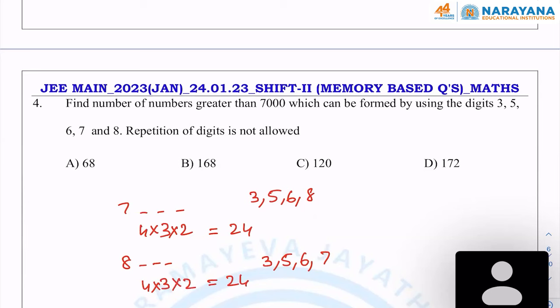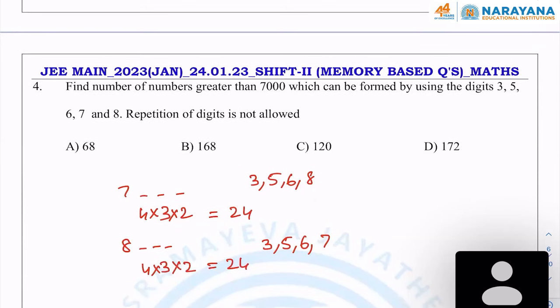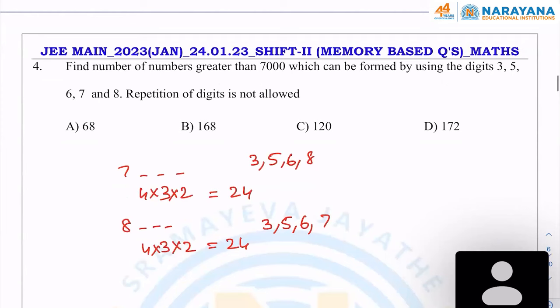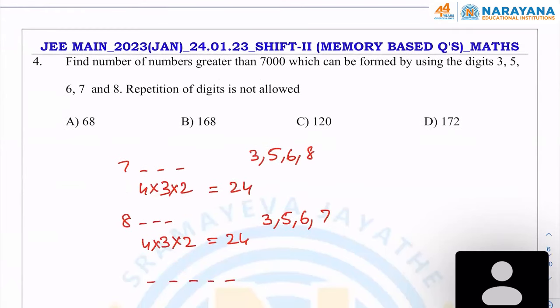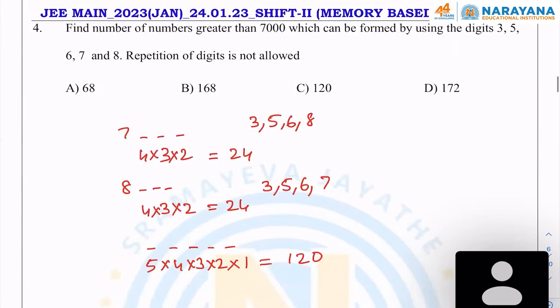Now even here, we can find all the 5-digit numbers also. All the 5 digits can be used: the first can be any one of the 5 available digits. So 5, next 4, next 3, next 2, next 1. So it is equal to 120. So the total number of numbers we are getting is 24 plus 24 plus 120, which is equal to 168.